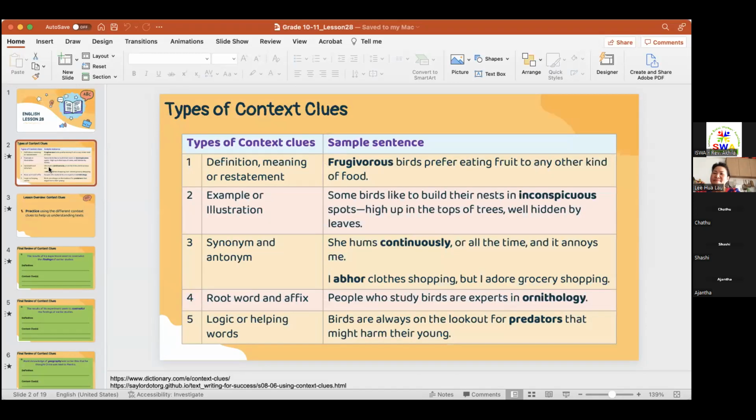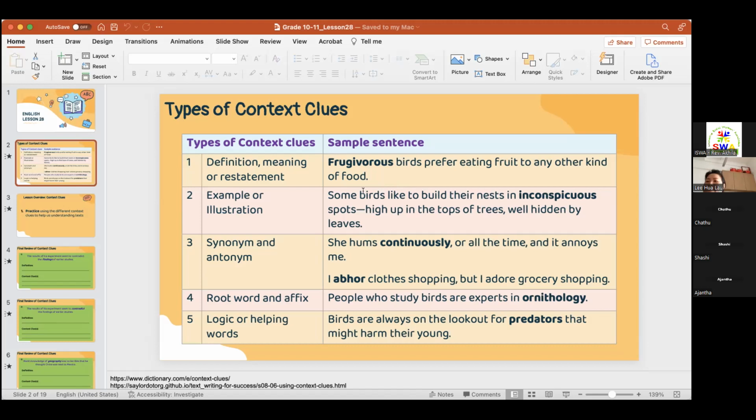There are actually 5 different types of context clues. The first one is definition. Definition means you can infer or refer to the meaning through the sentence itself. For example, frugivorous birds prefer eating fruit to any other kind of food. I can infer from the sentence that frugivorous means eating fruit, birds that prefer eating fruit to any other kind of food.